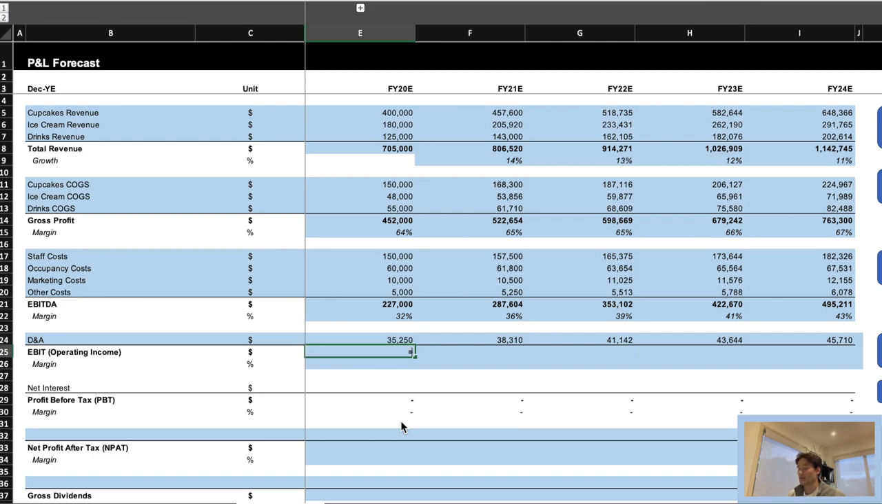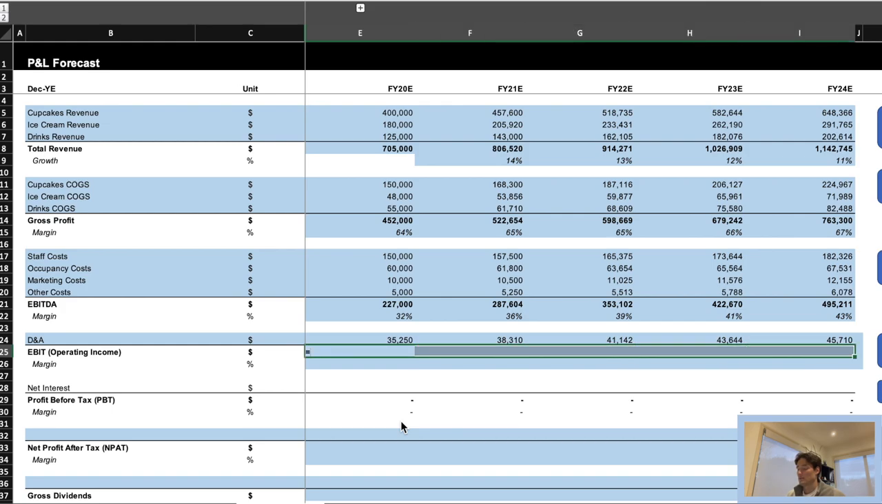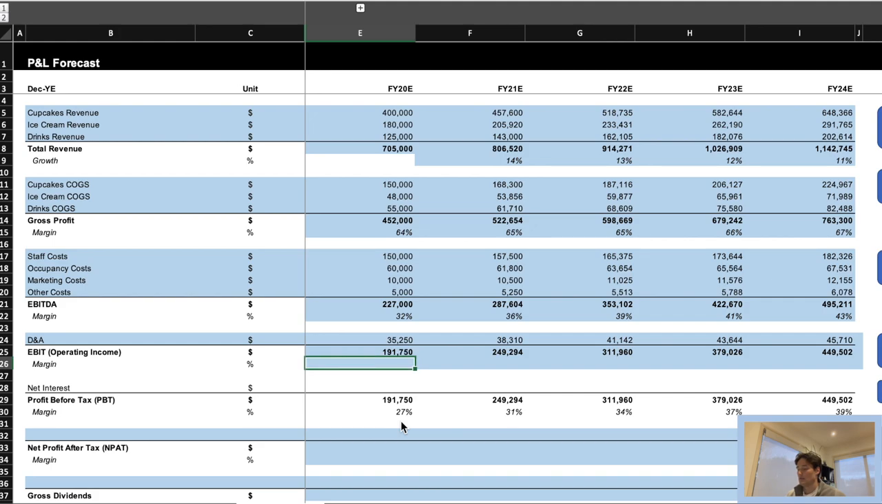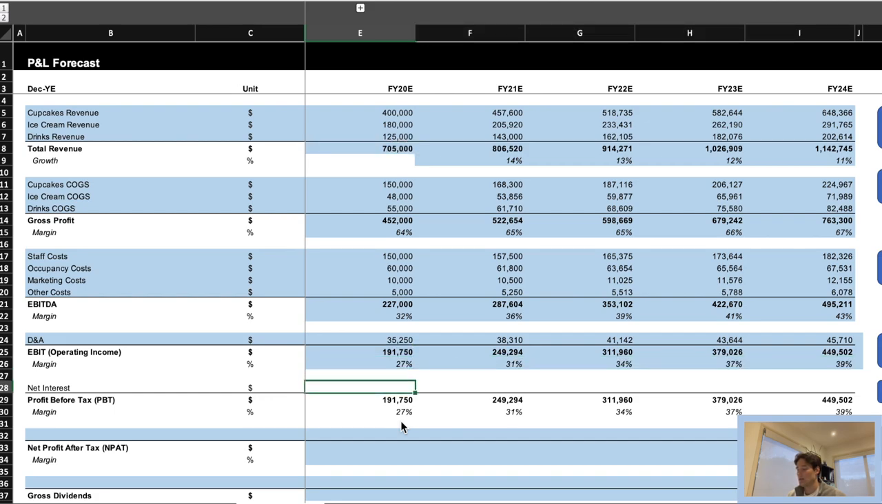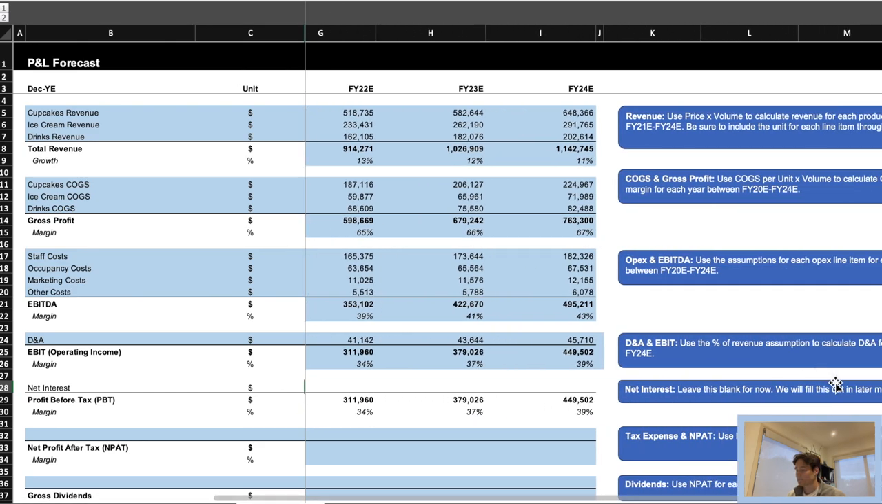So when we're calculating EBIT, we want to take out depreciation and amortization. And there we get the following. So once again, the margin should have gone down. Notice how net interest is blank and profit before tax has already been filled out for us. So another contraction in our margins.